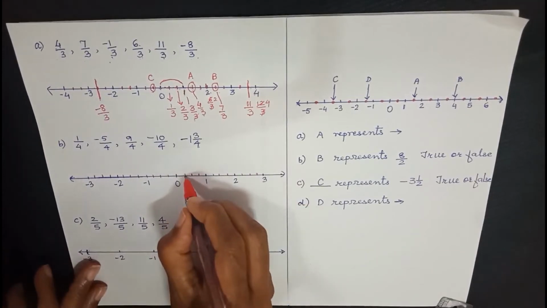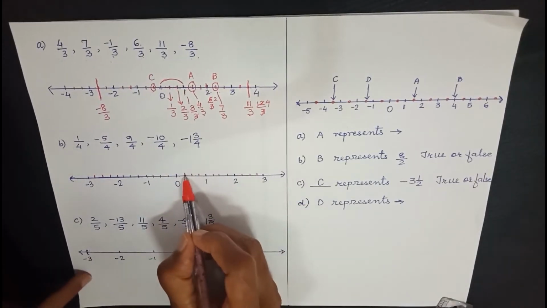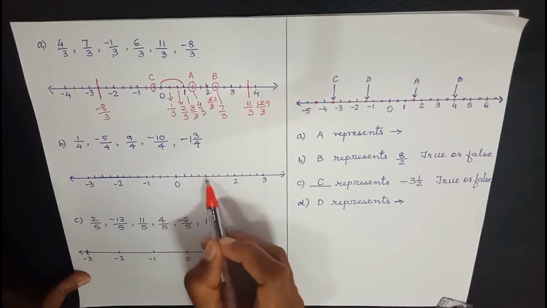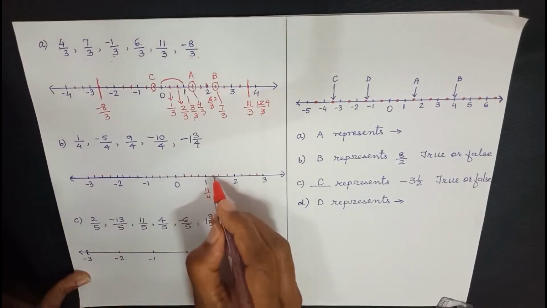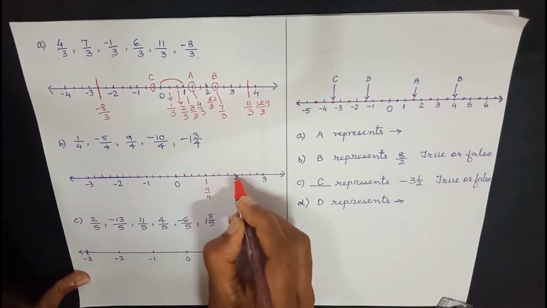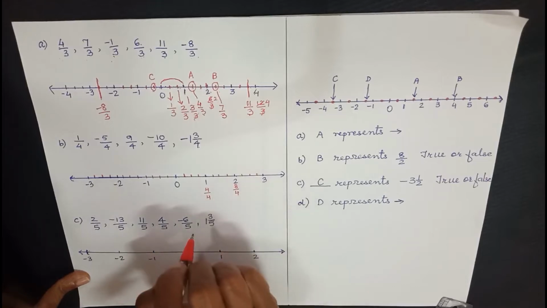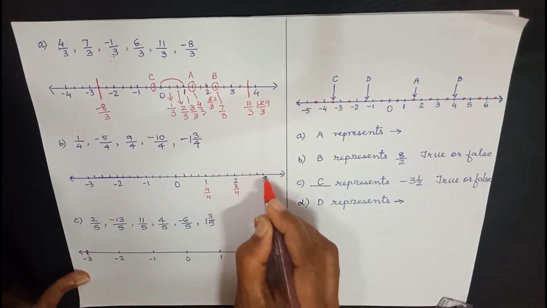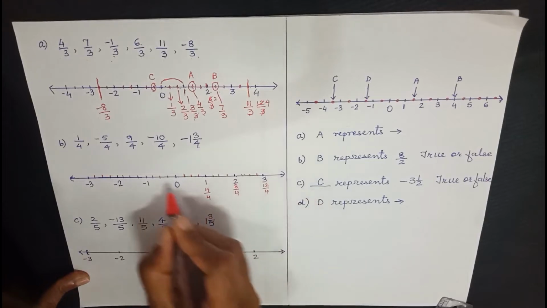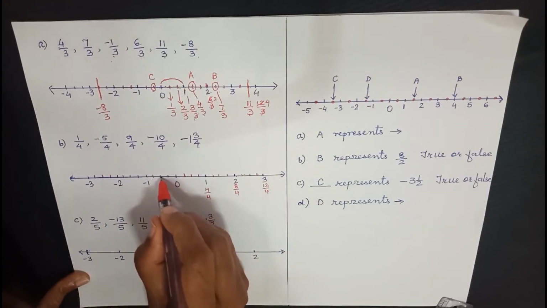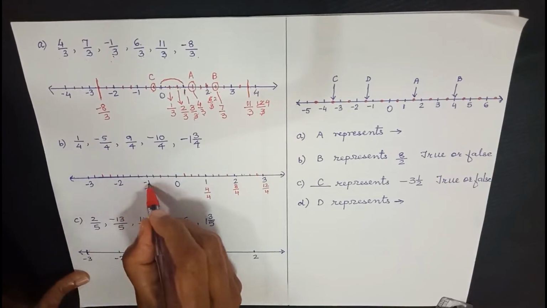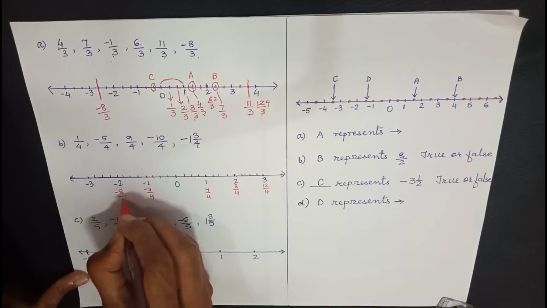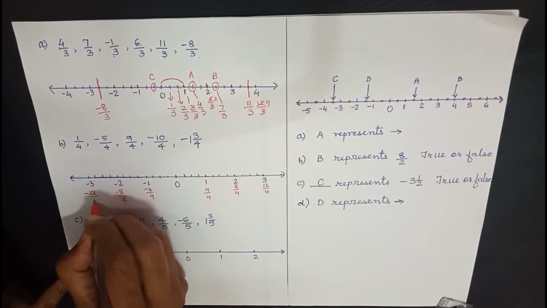Now each part will represent one part out of 4. So this is 1 upon 4, 2 upon 4, 3 upon 4, 4 upon 4, right? So you can see 4 upon 4 is nothing but 1. 5 upon 4, 6 upon 4, 7 upon 4, 8 upon 4 is nothing but 2. Again 9, 10, 11 and 12. 12 upon 4. Same thing we can do on the left hand side. Minus 1, minus 2, minus 3, minus 4. So this is minus 4 upon 4, which is nothing but minus 1. Similarly, minus 2 will be minus 8 upon 4 and minus 3 will be minus 12 upon 4.